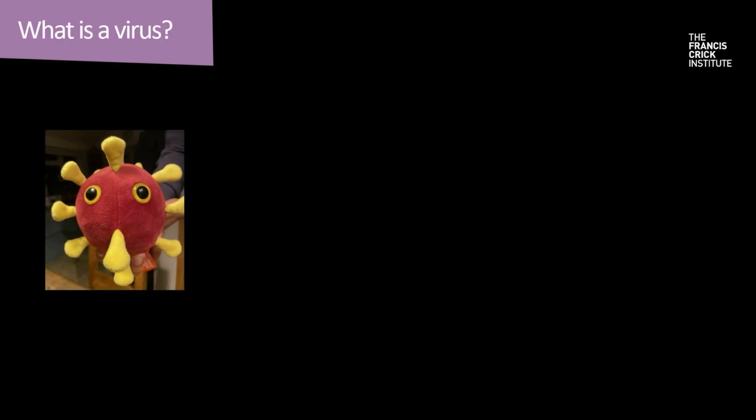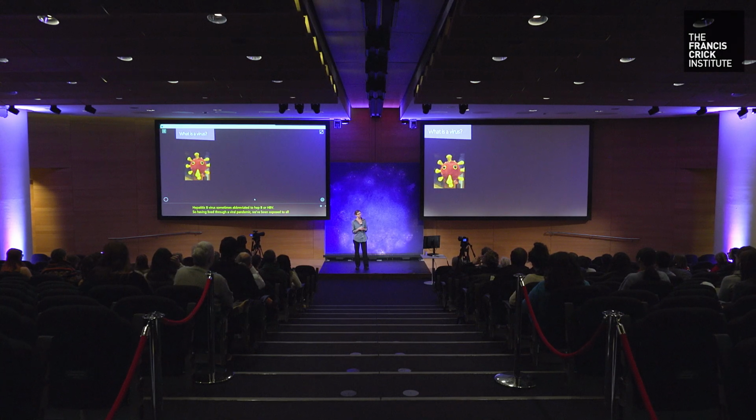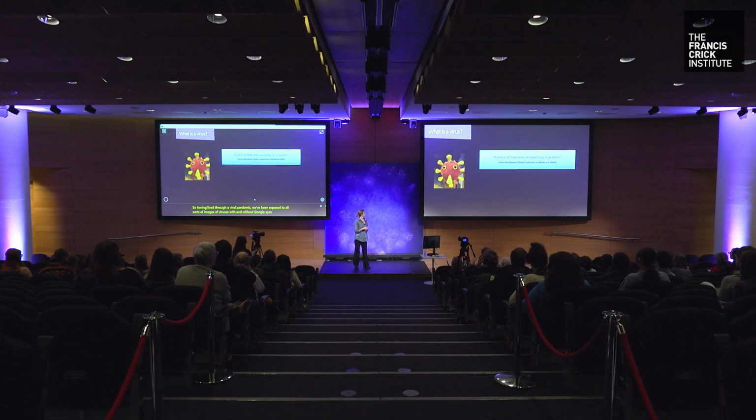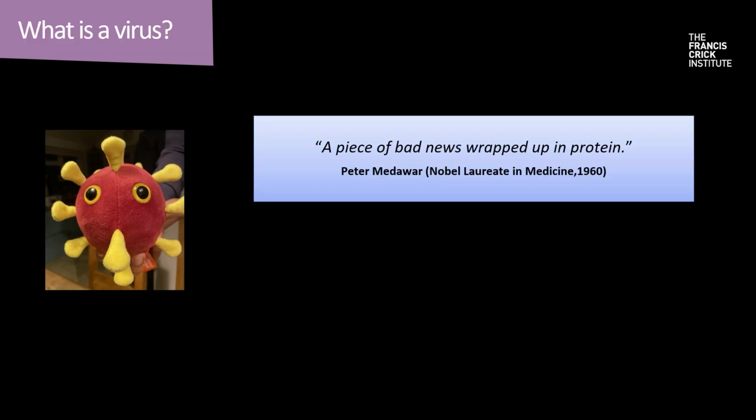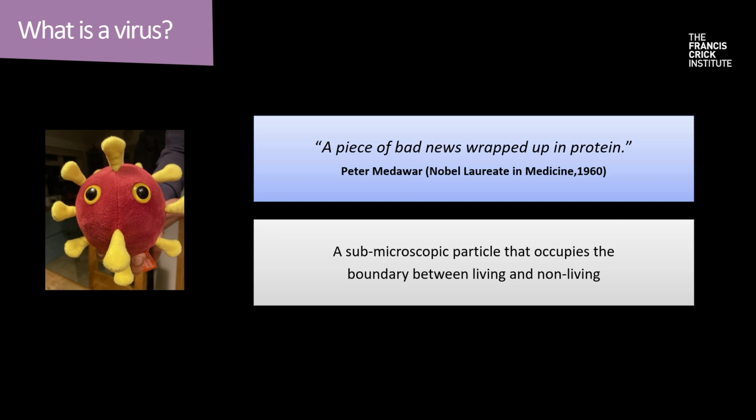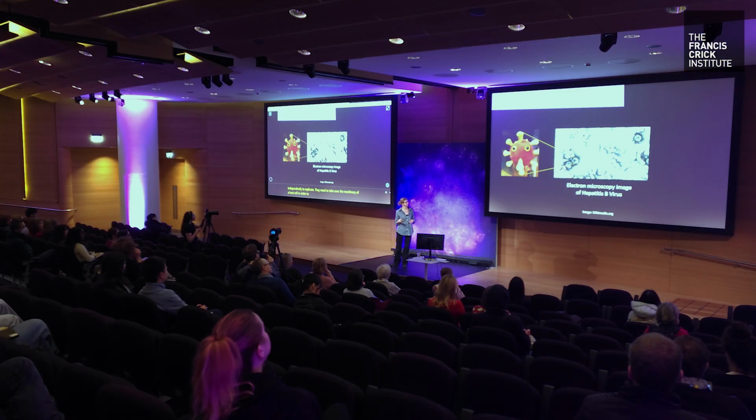So having lived through a viral pandemic, we've been exposed to all sorts of images of viruses with and without goggly eyes. Some definitions of a virus. This is one that I like, a piece of bad news wrapped up in protein. A more technical definition is this one, a submicroscopic particle. So this means that viruses are too small to see with a conventional light microscope, typically. And they occupy this interesting boundary between living and non-living. And that's because they can replicate and they have genetic code, so we might think of them as being a living organism. But also, they can't survive independently to replicate. They need to take over the machinery of a host cell in order to do that.